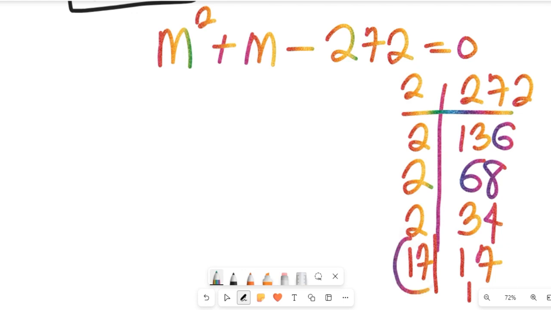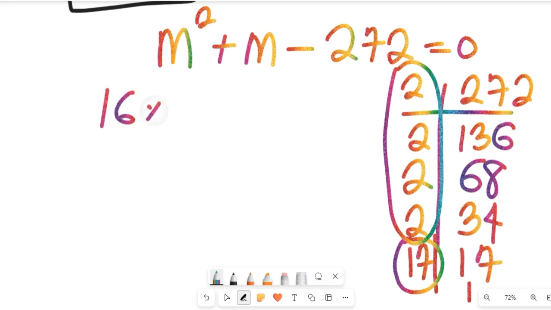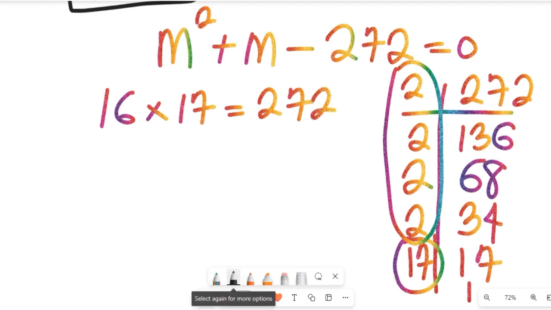So we have four 2s and 17. Multiplying these values: 2 times 2 will give us 4, 4 times 2 will give us 8, 8 times 2 will give us 16. So what does that tell us? 16 multiplied by 17 is equal to 272. Great.